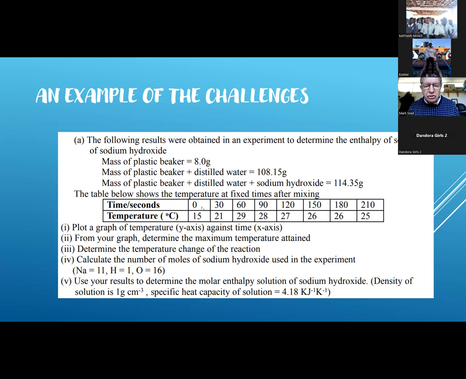So the student is measuring the temperature every 30 seconds. At 0, it was 15. At 30, it was 21. At 60, 29, and so on. It says plot a temperature against time graph, with temperature up the side and time along the bottom, evenly spread out so it makes sense. Then it says from your graph, find the maximum temperature attained.